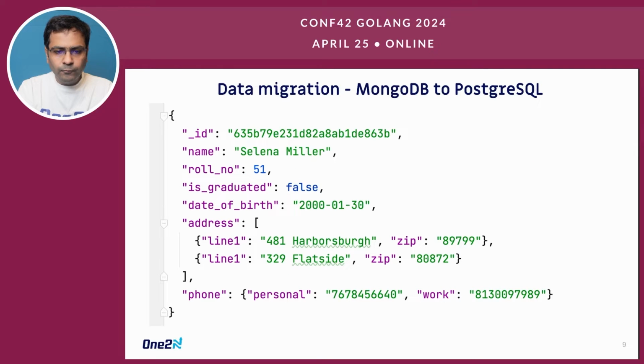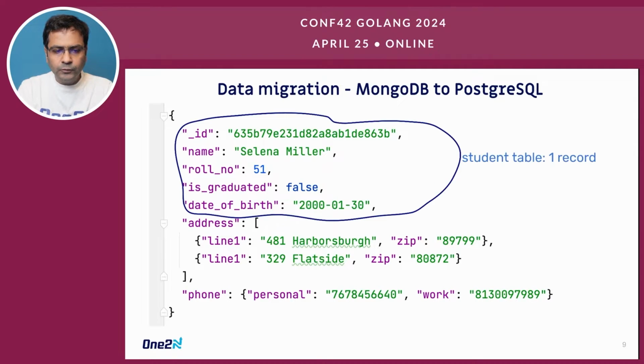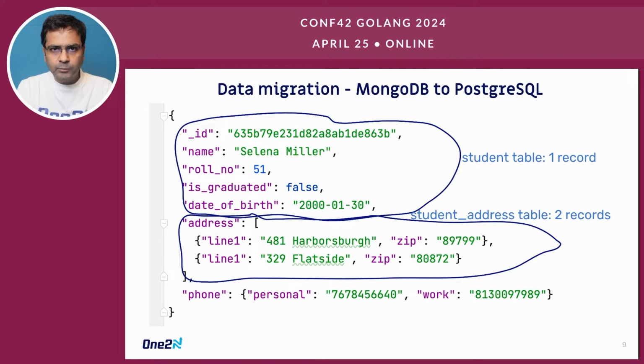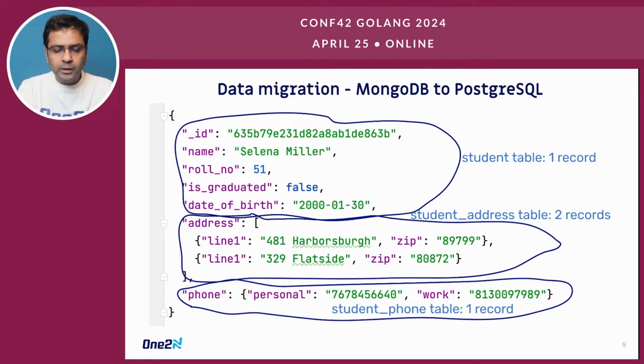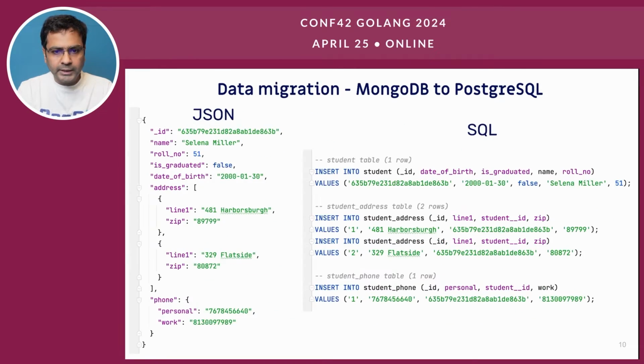So essentially, we are migrating data in this fashion. For a single Mongo document, we have one record in the student table in Postgres. For the address, which is a nested subdocument, we are going to create two records in the student address table. And of course, there will be a relationship between the student table and the student address table. And there is going to be a third table, the student phone table, which will have one record from the Mongo document. So that's how we are going to migrate data from Mongo to Postgres.